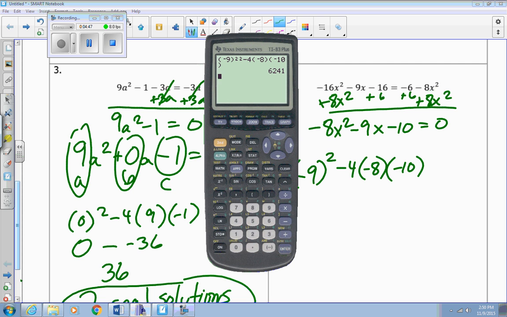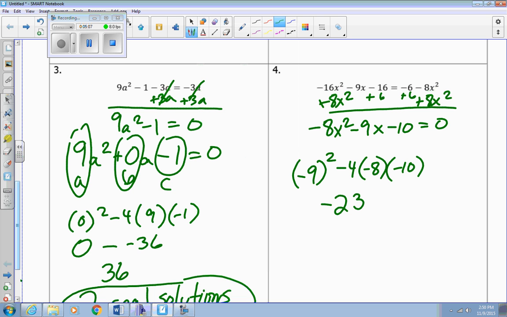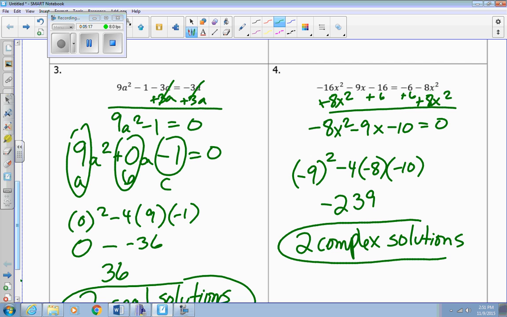Oh wow, big number. Oh, I entered it in wrong. I had a square in there. Extra square, I don't need that. That would be why it's such a big number. That's probably better. Negative 239. Negative number, two imaginary, or even better yet, two complex solutions. I will accept imaginary, but I'd rather have you write complex.